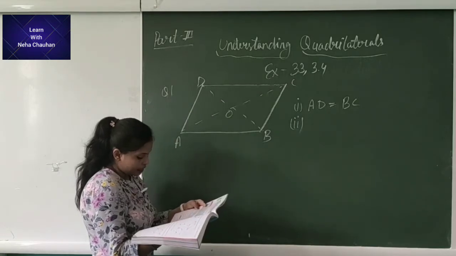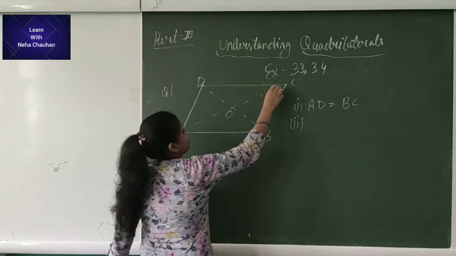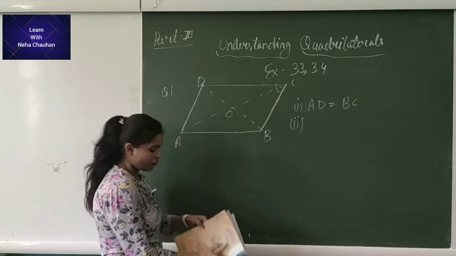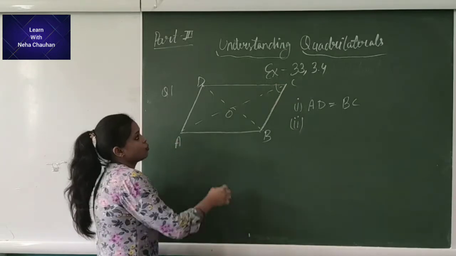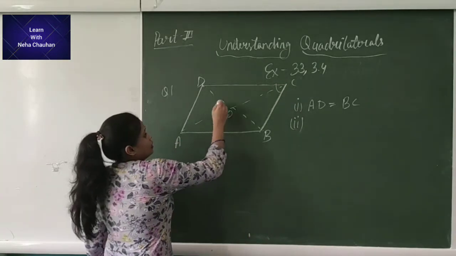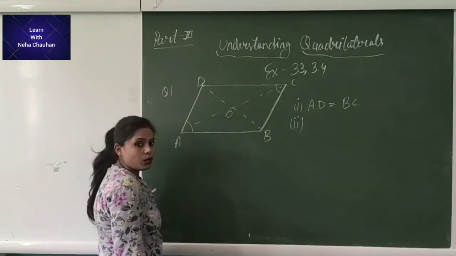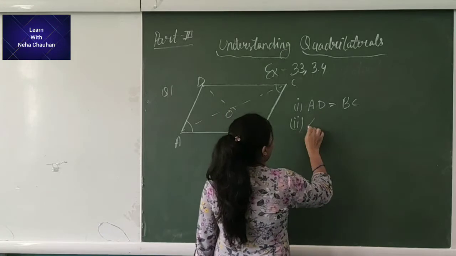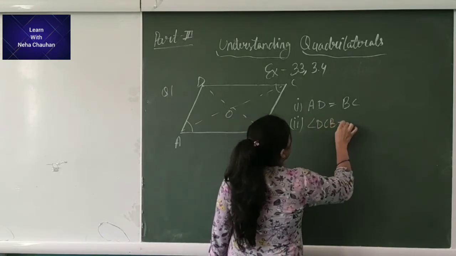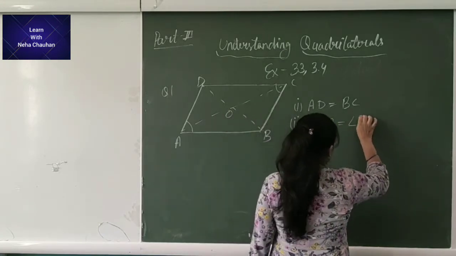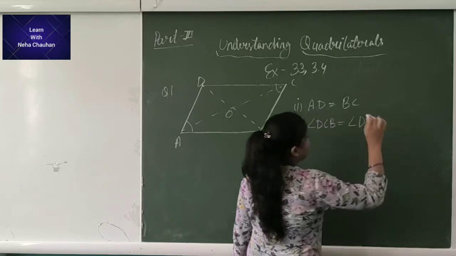says angle DCB. Angle DCB is this. Is equal to which angle? So, we know that opposite angles of the parallelogram are equal to each other. So, angle DCB will be equal to angle DAB. Alright.